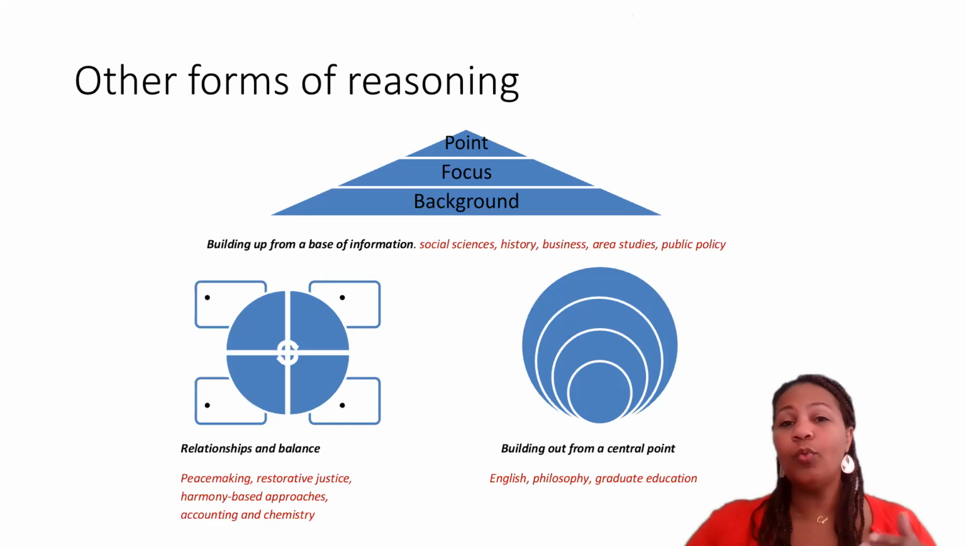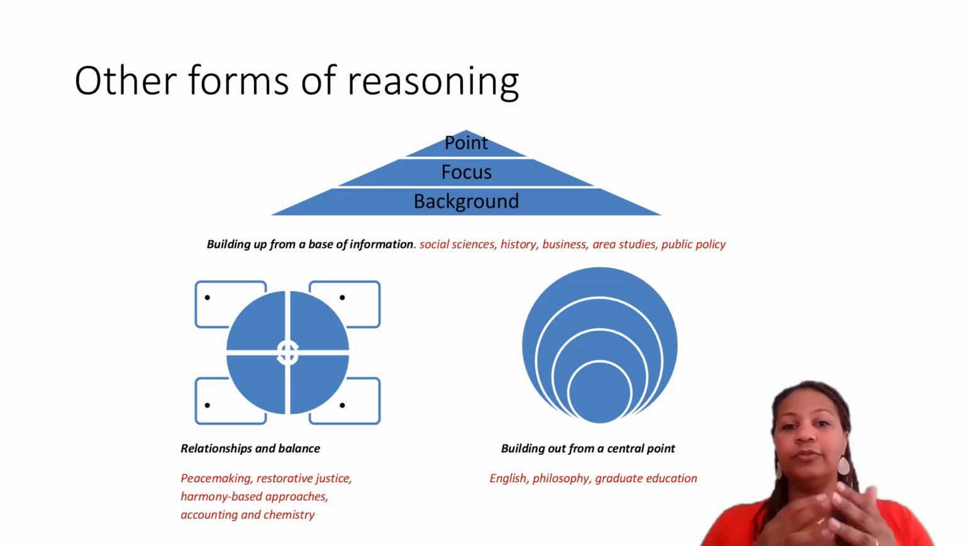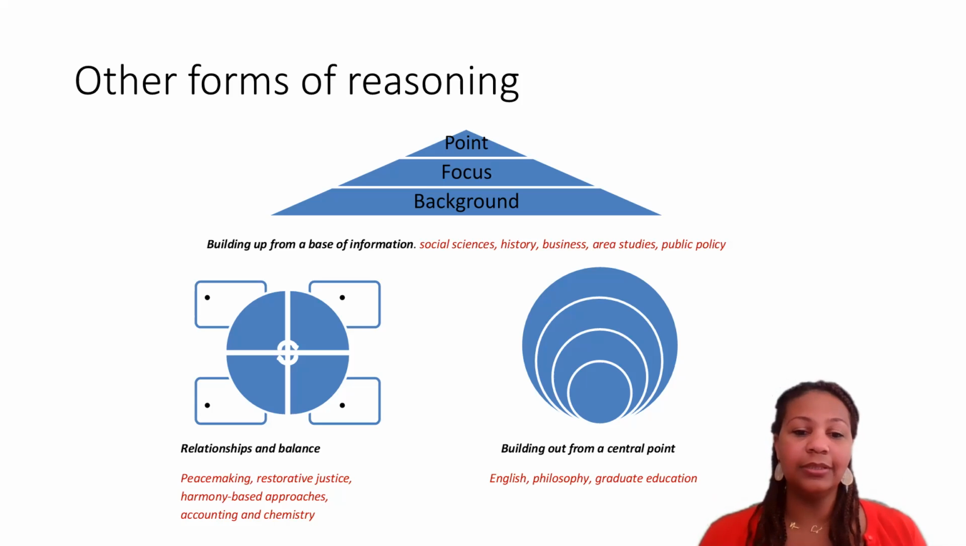Now, that's just one type of reasoning. There are other forms of reasoning that many of you have experienced. You'll notice a triangle at the top. This is a type of reasoning where you build from a base of information. There's background that moves to a focus that moves to a specific point. This is the type of reasoning that you'll experience if you were trained in social sciences, history, business, area studies, public policy. These are the types of fields where reasoning builds from a base of information.